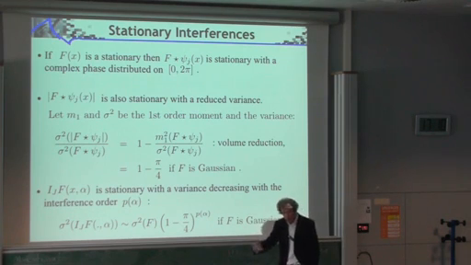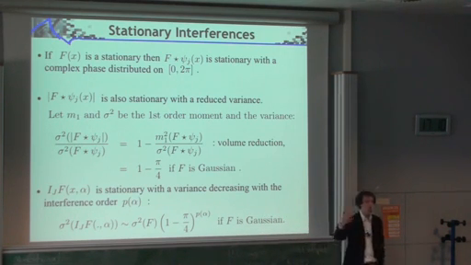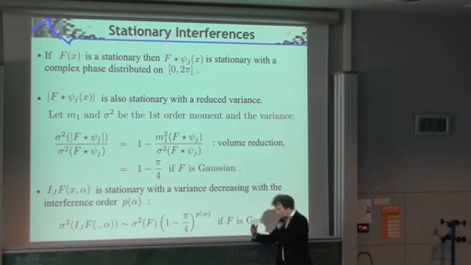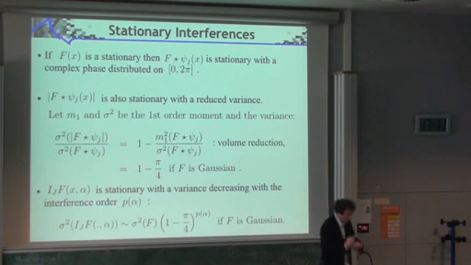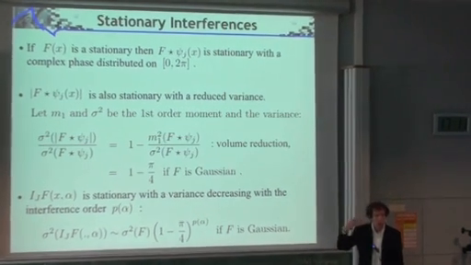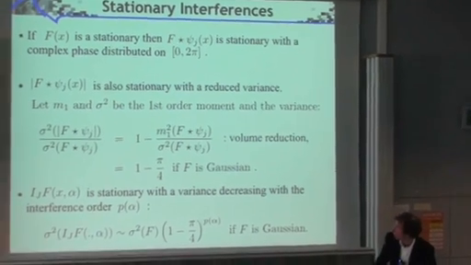Now, if you repeat that, each time you compute a modulus, each time you are going to reduce the variance. Okay? And in the case of Gaussian process, it rebuilds its Gaussian properties so that if you iterate, you are going to get a variance that decays like 1 minus π over 4 to the power p, where p is the order of interferences, how many times you've calculated your modulus.